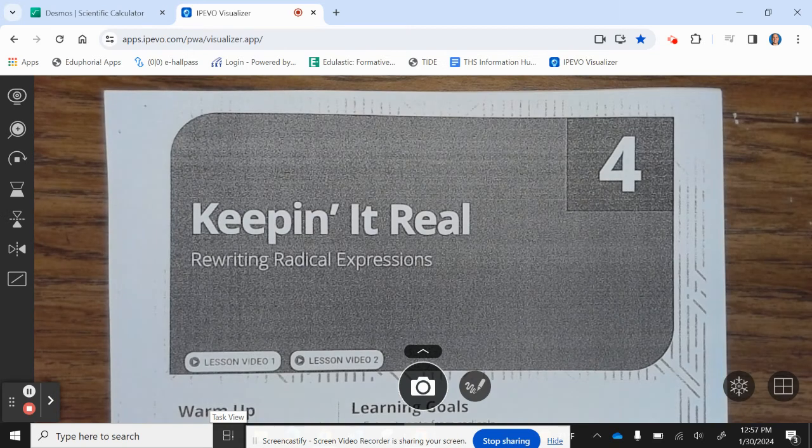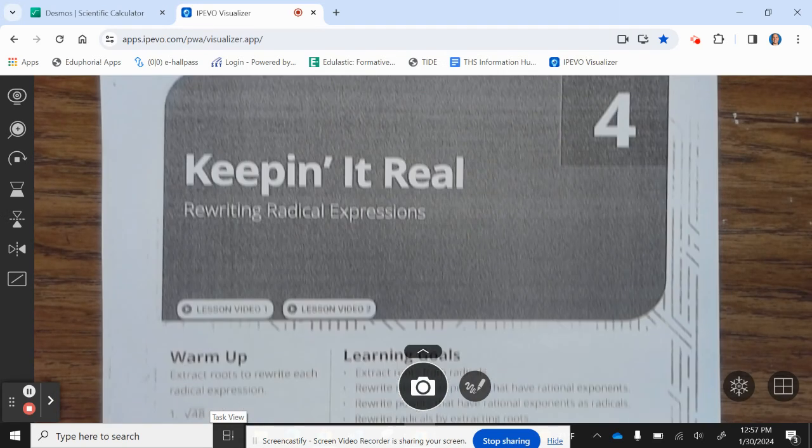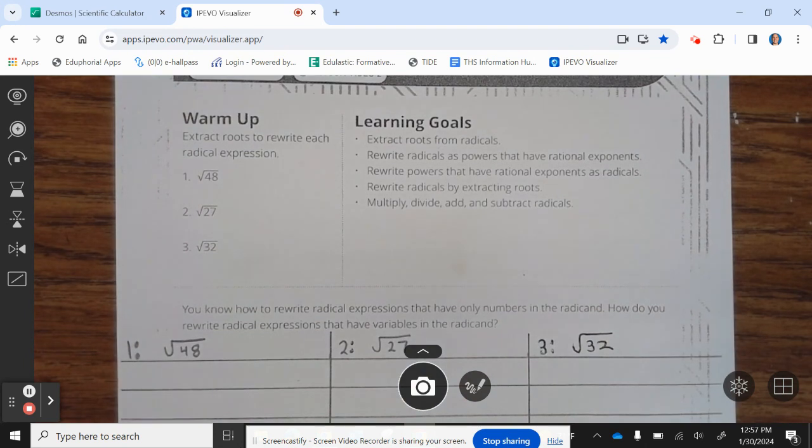Okay, walk number 4. Keeping it real. Rewriting radical expressions. Warm up. Extract roots to rewrite each radical expression.